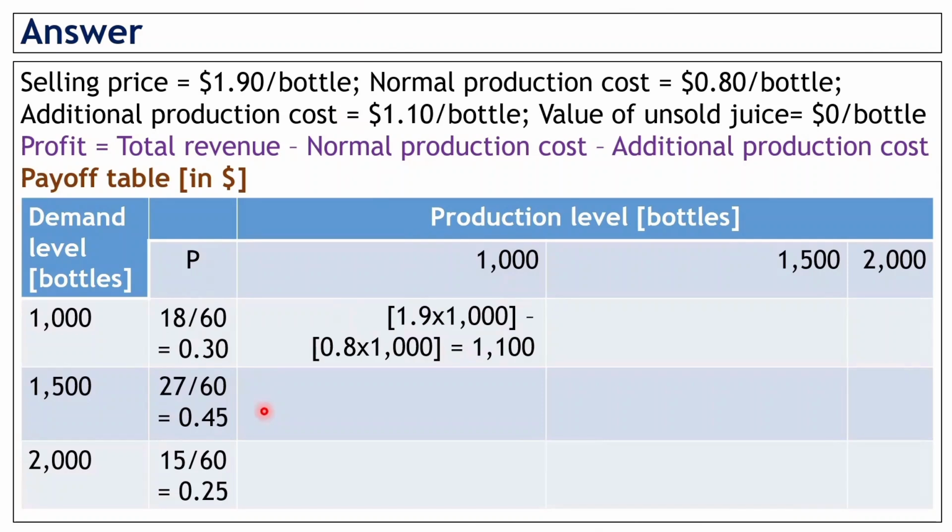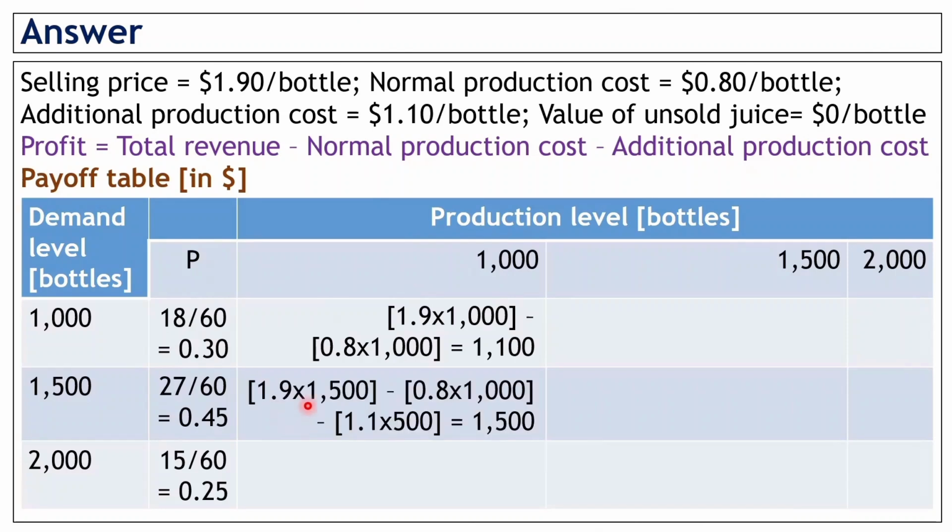Secondly, when the demand quantity is 1,500 bottles and production quantity is 1,000 bottles, this is a case whereby demand is more than supply. Therefore, we'll have additional production to satisfy the excess demand. The additional quantity produced will be 500. All the units will be sold at the same price, $1.9. But for the normal production, we have a cost of $0.8. Additional production cost, the cost is $1.1.